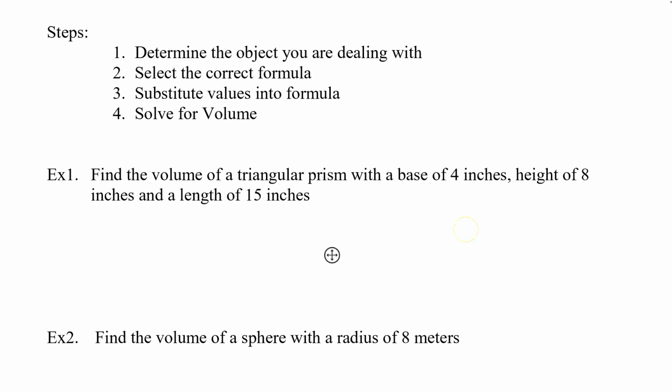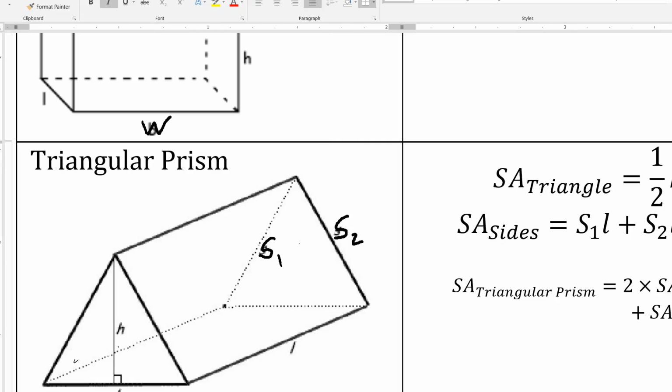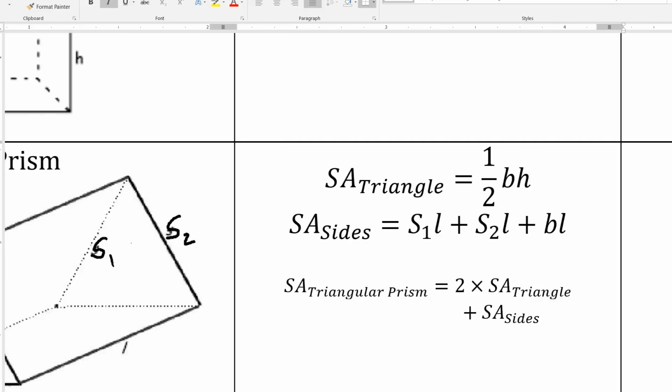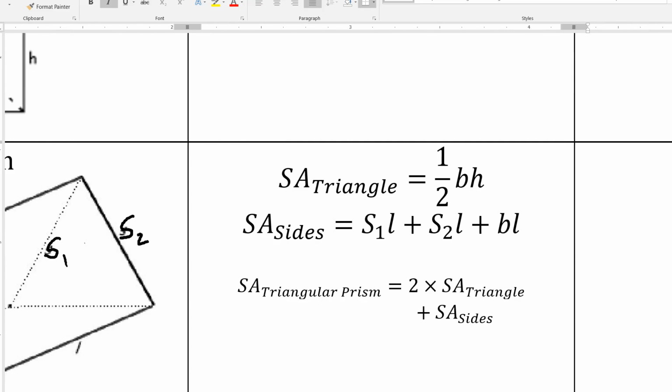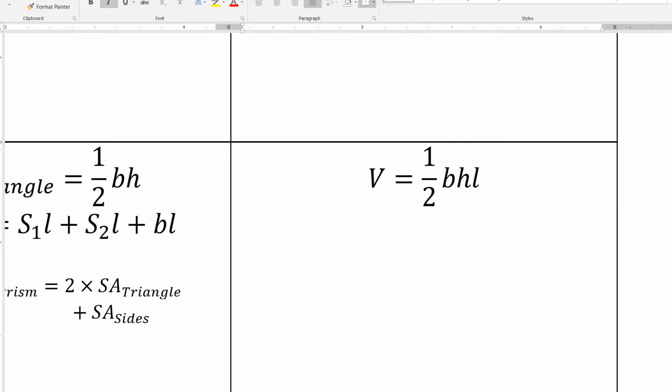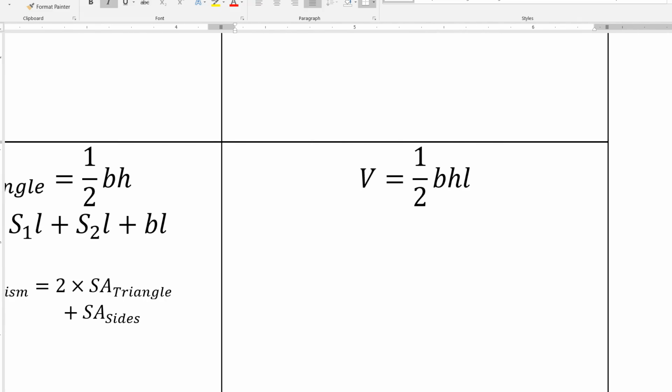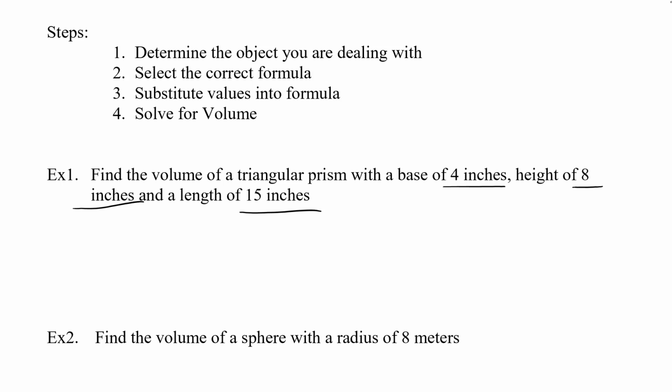So example number 1 is find the volume of a triangular prism with a base of 4 inches, a height of 8 inches, and a length of 15 inches. So when we go on to our formula sheet here, this hot mess right here is the surface area formula, but the volume is actually quite elegant and quite simple. Volume is 1/2 times the base times the height times the length. So when we go back to the question here, it says the base is 4, the height is 8, and the length is 15.